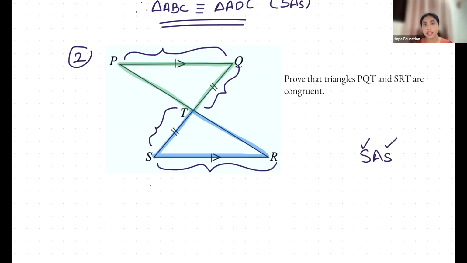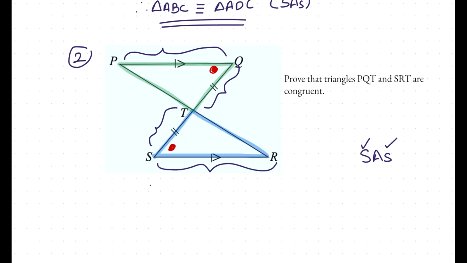In the green color triangle, the sides we are considering, one is PQ, the other one is QT. So the angle between PQ and QT is this. In the blue triangle, the sides we are considering, one is SR, the other one is ST. The angle between them is this. So are these two angles equal, what I have shown with a red circle? Are these angles equal? Yes.